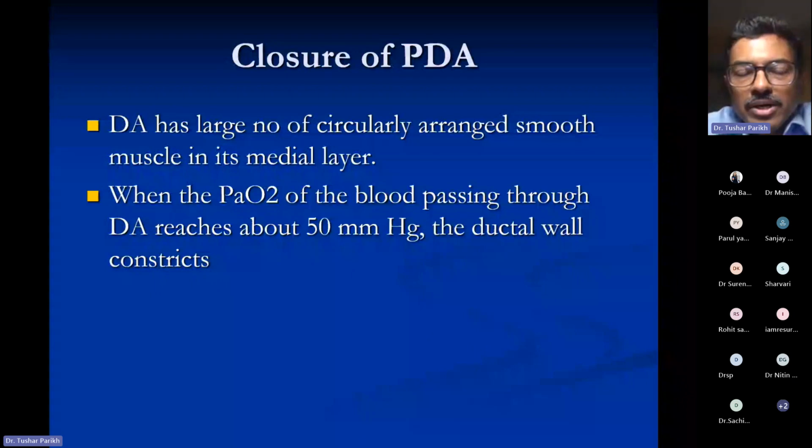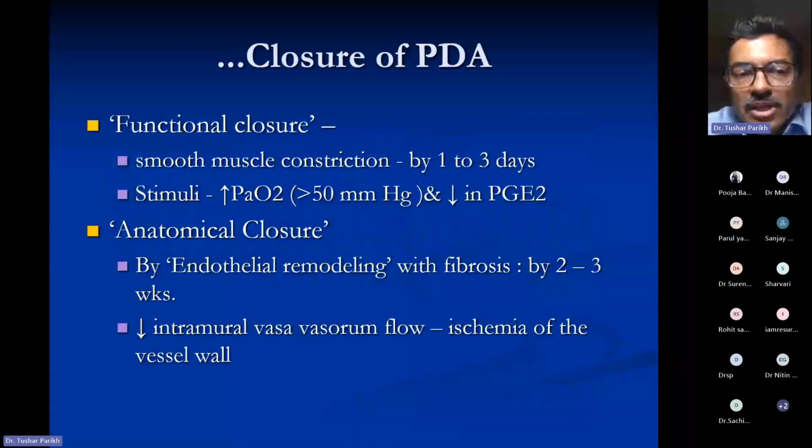Now there are two main important closures. One is functional closure, where the smooth muscle constricts by 1 to 3 days after the baby is born, and that happens because of increased PaO2 and a decrease in prostaglandin levels because of that. And then there is the second, which is anatomical closure, which is by endothelial remodeling with fibrosis, and which happens by around 3 weeks.